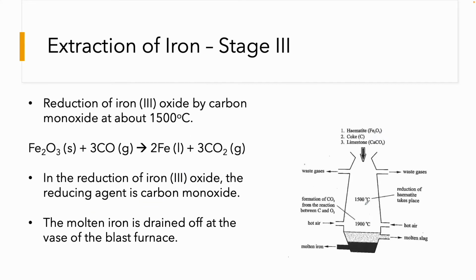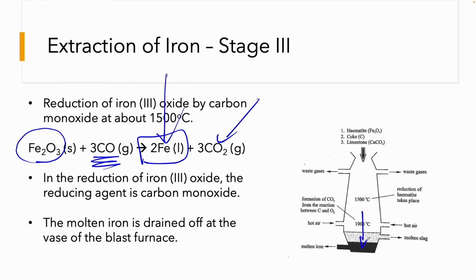Remember, just now we have the hematite, which is iron(III) oxide, and the iron(III) oxide will react with the carbon monoxide that is produced, and you will get iron and carbon dioxide. So this is what we want. The liquid iron will then sink down to the bottom. So you'll get molten iron right at the bottom, and you can drain off the molten iron. The gases that are produced will eventually become waste gas.